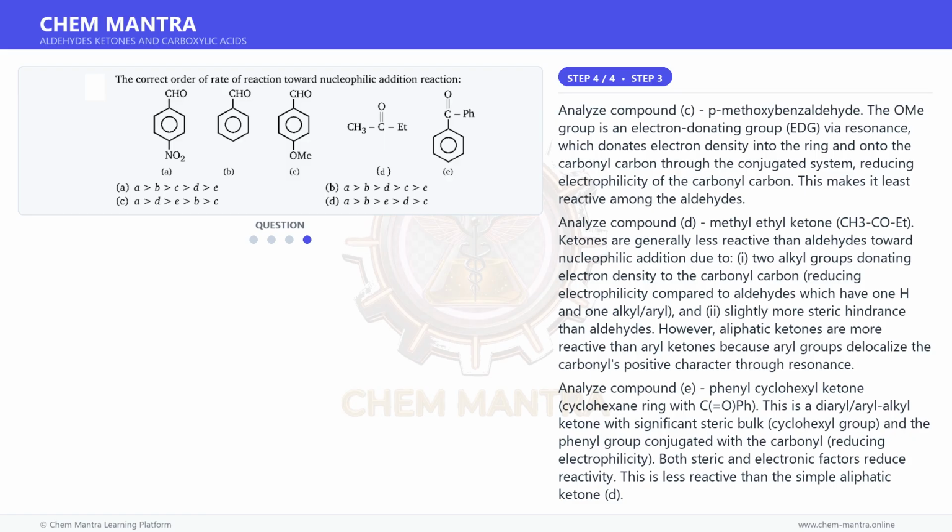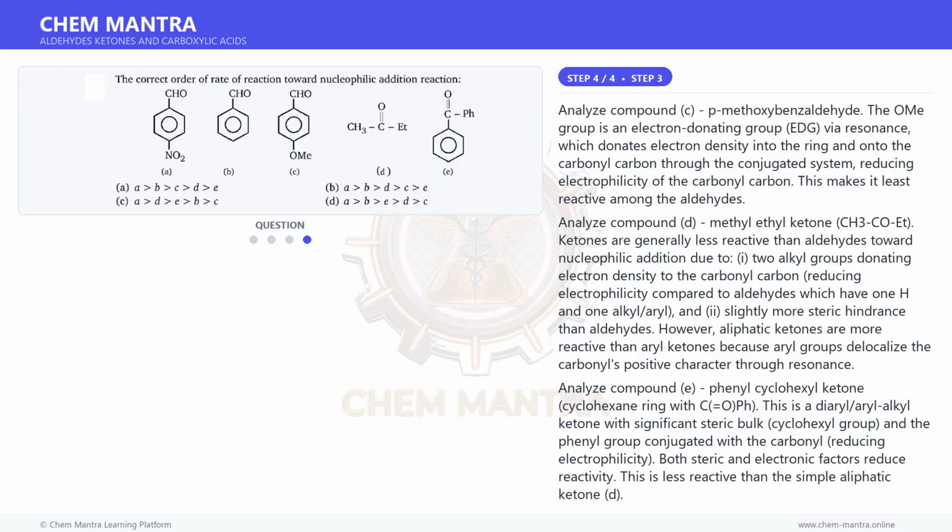A. p-NO2C6H4CHO, highest reactivity, EWG plus aldehyde. B. C6H5CHO, second, aldehyde, no substituent effect. C. p-MeOC6H4CHO, lower than B, due to EDG reducing electrophilicity. D. CH3-CO-Et, ketone, aliphatic, moderate steric, less reactive than aromatic aldehydes but more reactive than aryl ketone. E. Cyclohexyl-CO-Ph, least reactive, large steric bulk plus aryl conjugation.